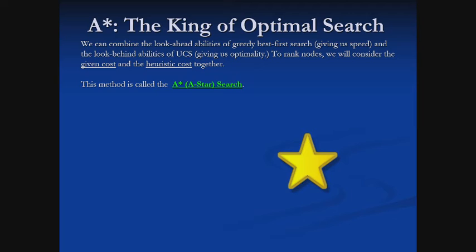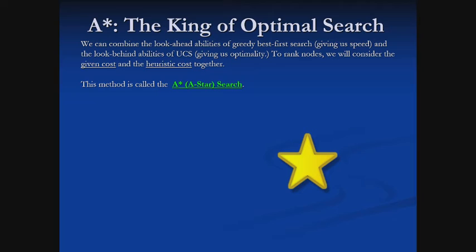So, the idea with A-star is that it's very similar to the things we've been talking about, either greedy best first or uniform cost, and it is sort of a breadth first based algorithm. But look: where in greedy best we are sorting by the heuristic, and in uniform cost we're sorting by the given cost, for A-star we're going to sort by both of those values.